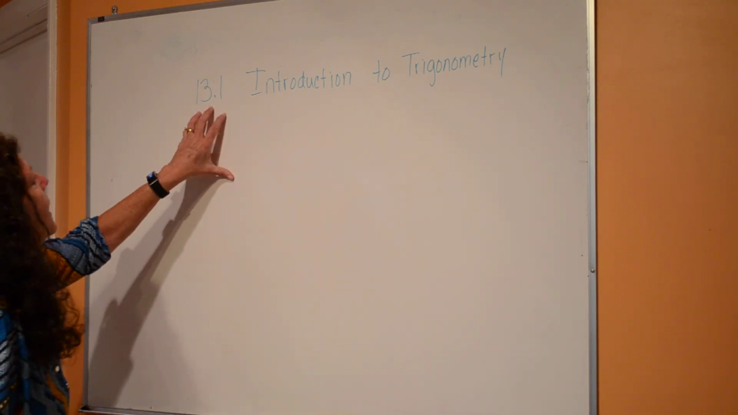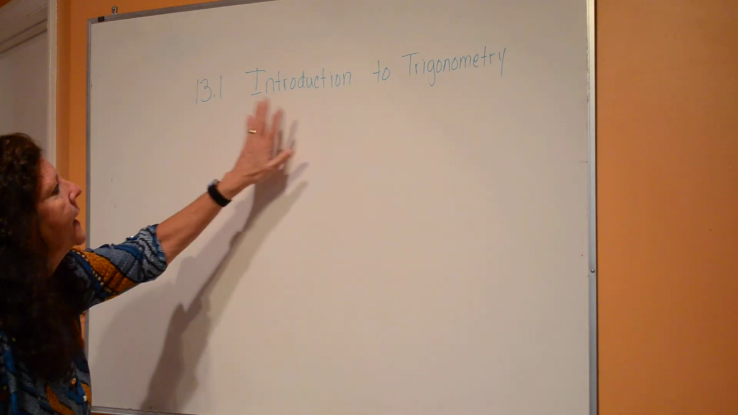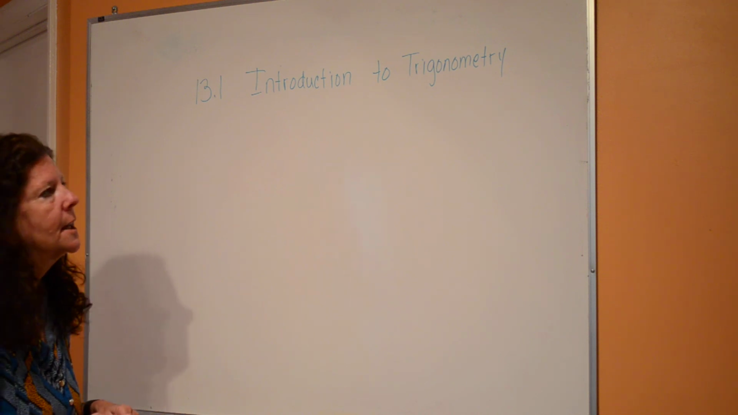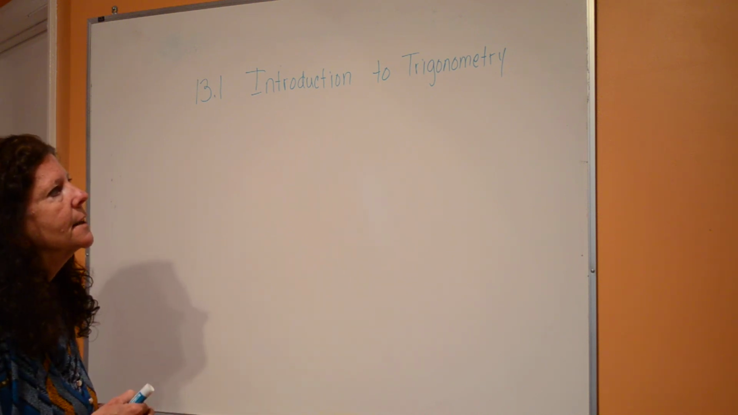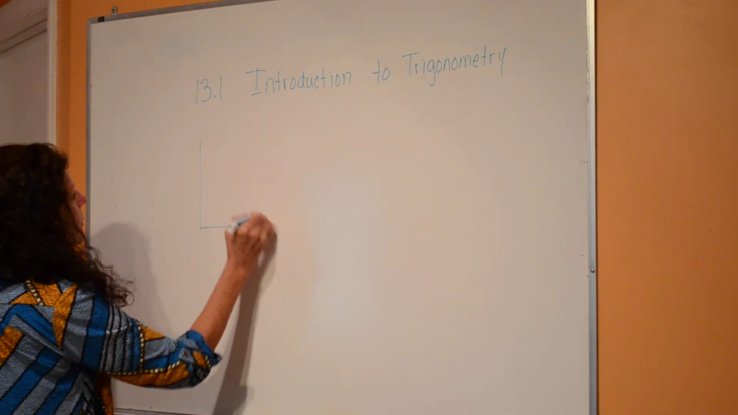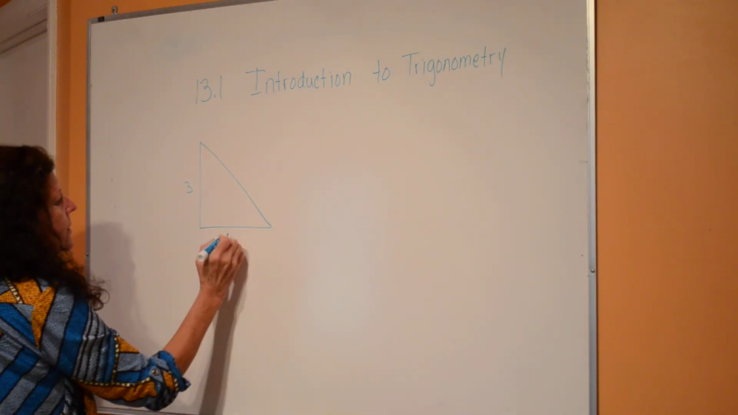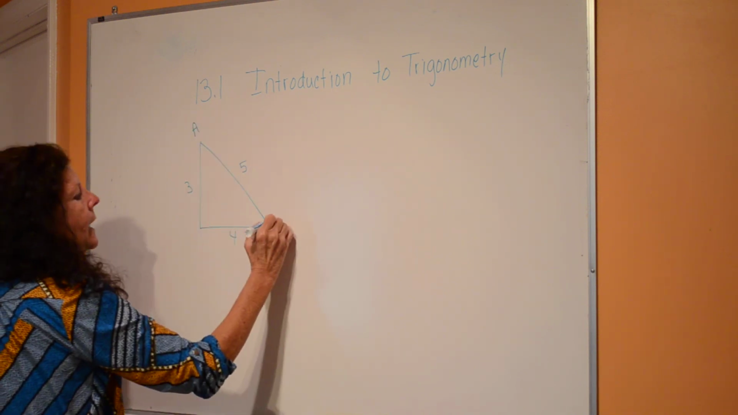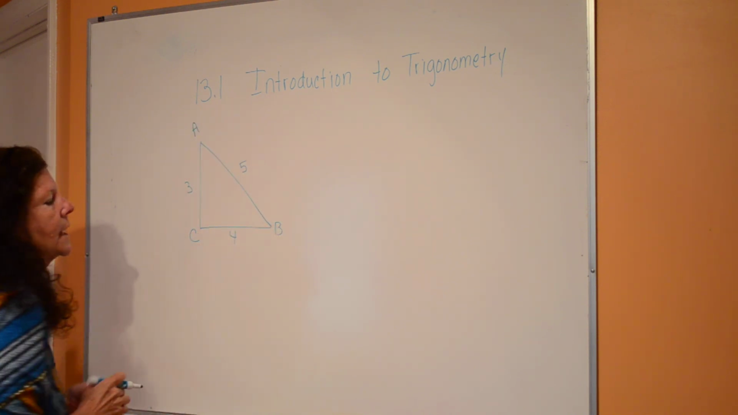Today we're going to do section 13.1, Intro to Trigonometry. Trigonometry is a math study that compares angles and sides on a right triangle. So let's say I have a right triangle, and let's say I know that this side is 3, this is 4, and this is 5. And I have angle A, angle B, and angle C.